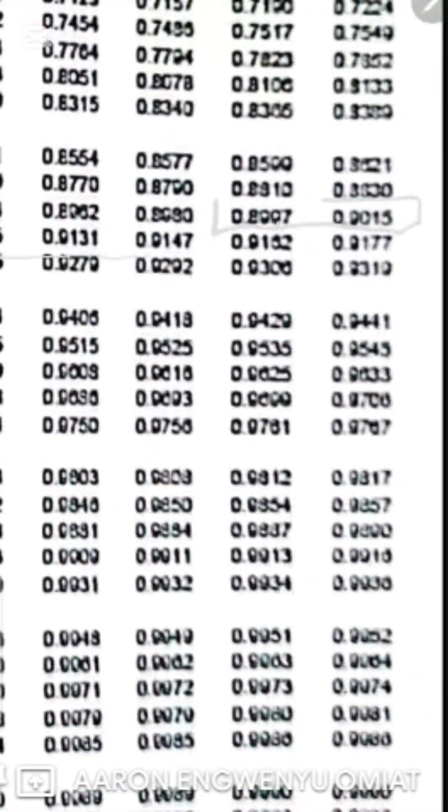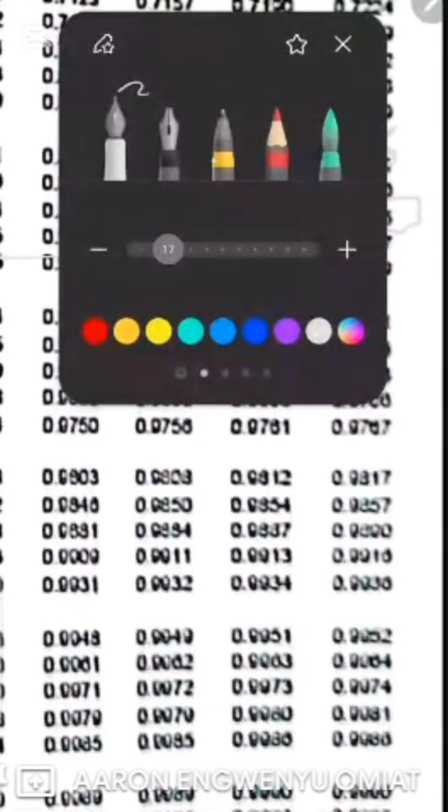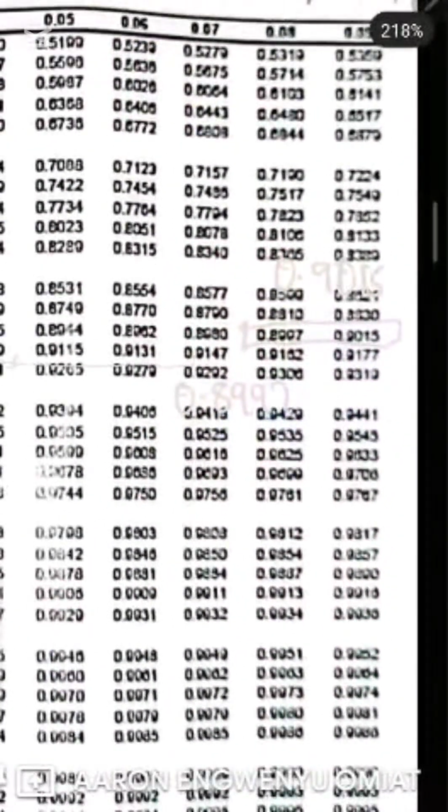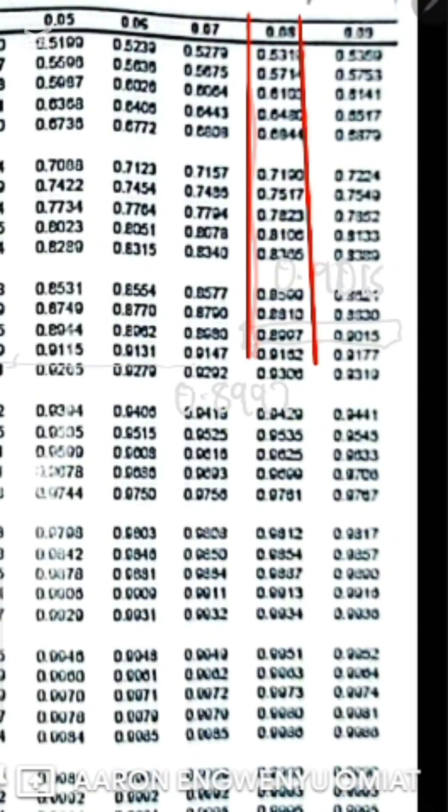So which of these two is closer, Banji? We have 0.8997 and 0.9015. Which one do we take? 0.8997. Okay. So taking this, the columns, it's the column, then the row.